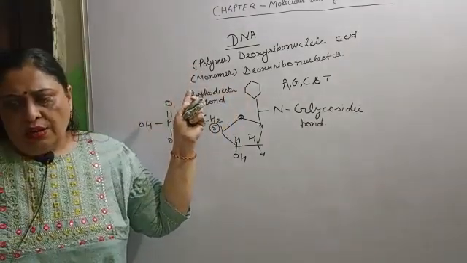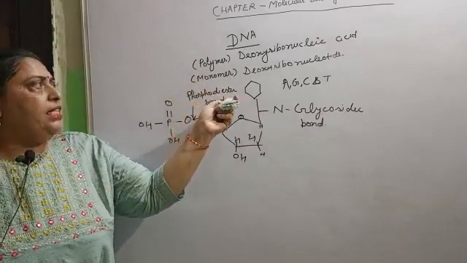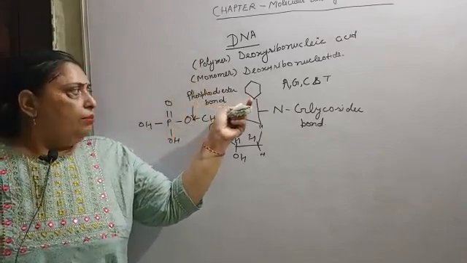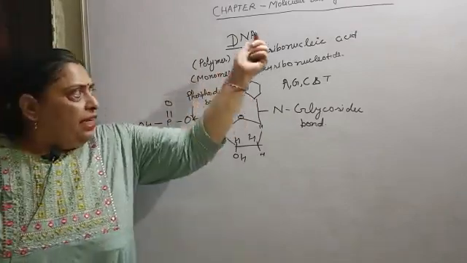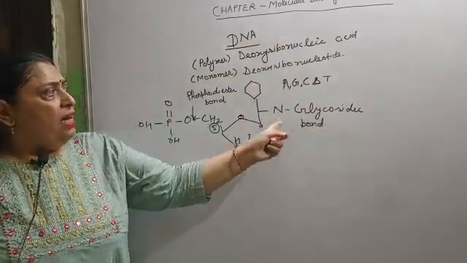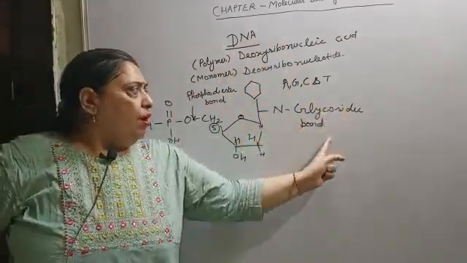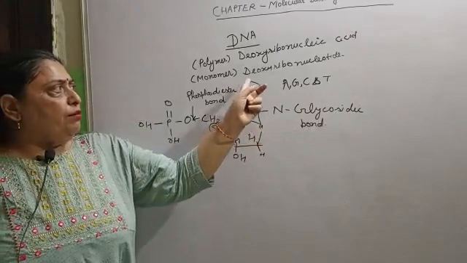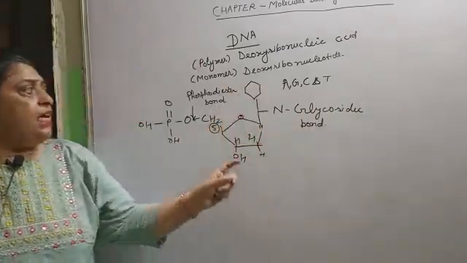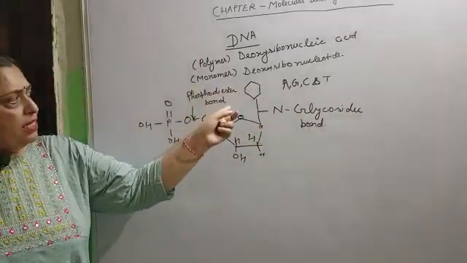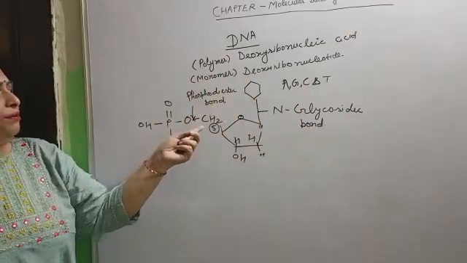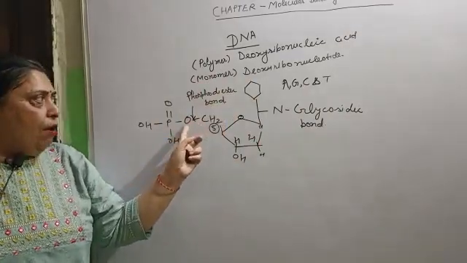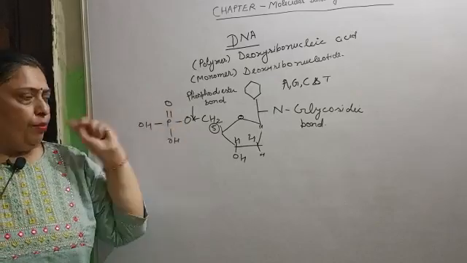This is known as the phosphodiester linkage or phosphodiester bond. So in DNA two types of bonds will occur. One is the N-glycosidic bond, which will form between pentose sugar and nitrogenous base, and the other is the phosphodiester bond, which will form between the fifth carbon and the oxygen of the phosphate group.